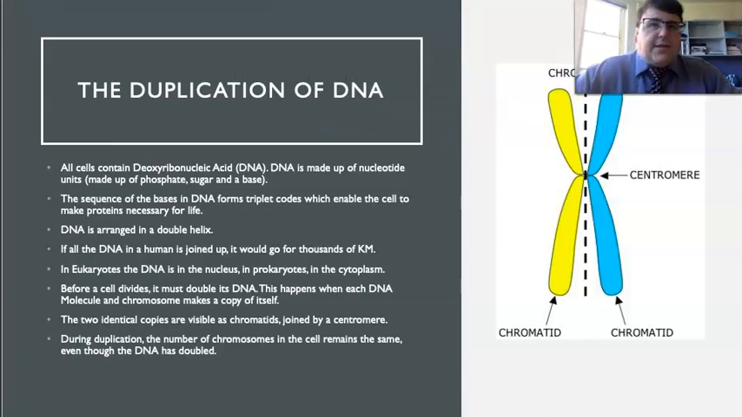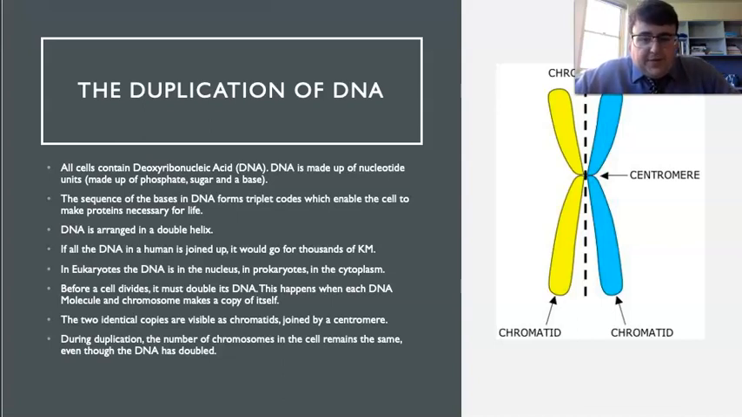So basically, all cells before they divide need to make a copy of their DNA through DNA replication. Going back a step, we know already from our research and our learnings the last 2 weeks that all cells contain some sort of DNA, and that DNA is made up of nucleotide units, and each nucleotide is made up of a phosphate group, a sugar, and a base. The sequence of the bases in that DNA will form what's known as codons, which are triplet codes of the bases. Those codons allow the cells to make proteins that they need for metabolism, to survive, etc.